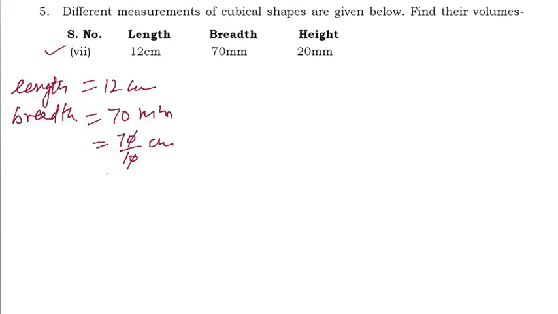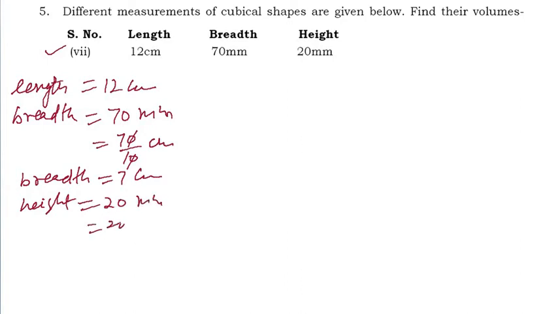So 0 will be cancelled out. So we get 7 centimeter. So 7 centimeter is breadth. Now height. Height is given as 20 millimeter. It is also changed into centimeter. So divided by 10. So it becomes centimeter. So 0 cancels with 0. So we get 2 centimeter.